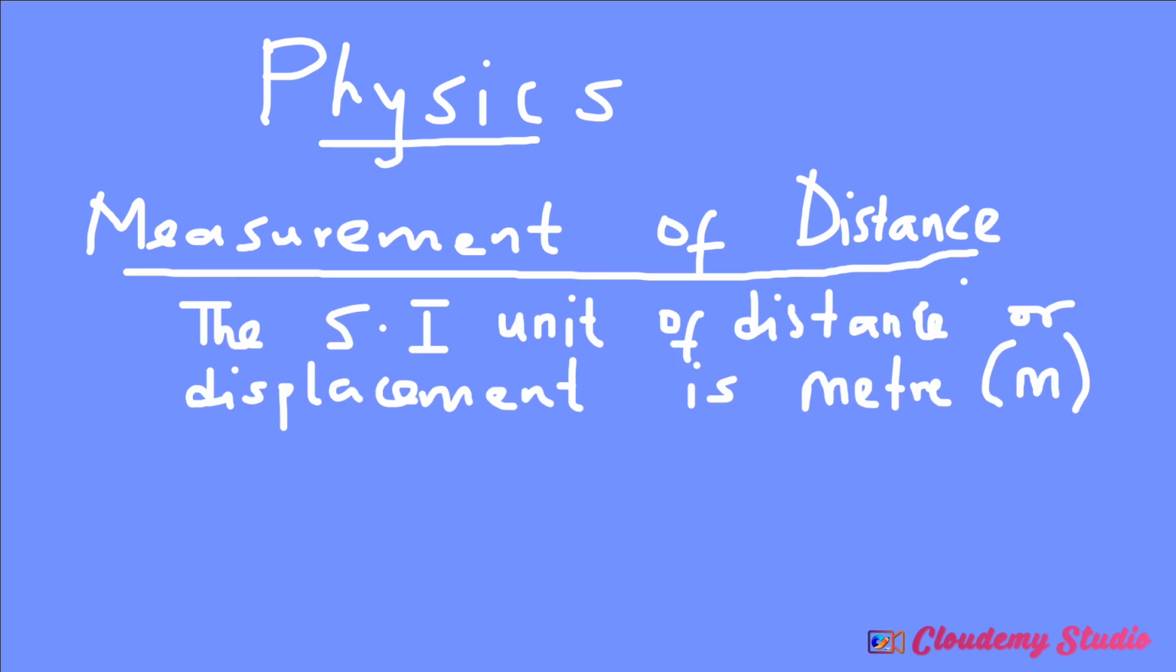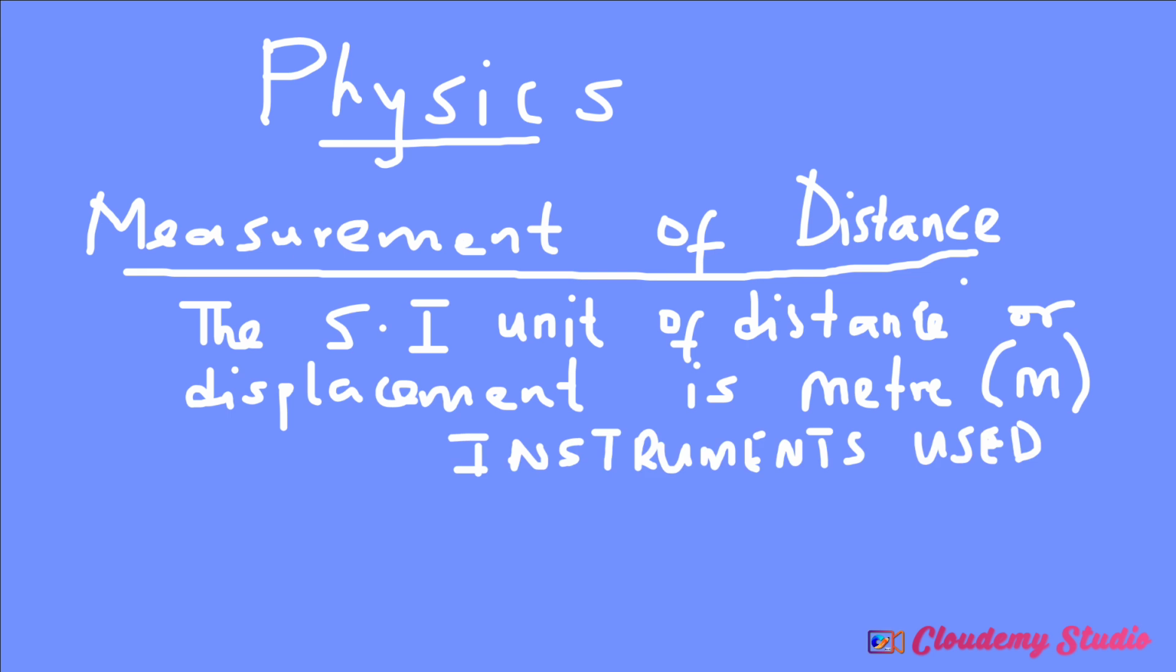The SI unit of distance or displacement is meter. The SI unit, that is International System or Système International, is meter. So it is represented by small letter m. Can you see? Small letter m, not capital M. Take note. So that is why you always see kilometer, centimeter, decimeter, millimeter, nanometer, and all of that.